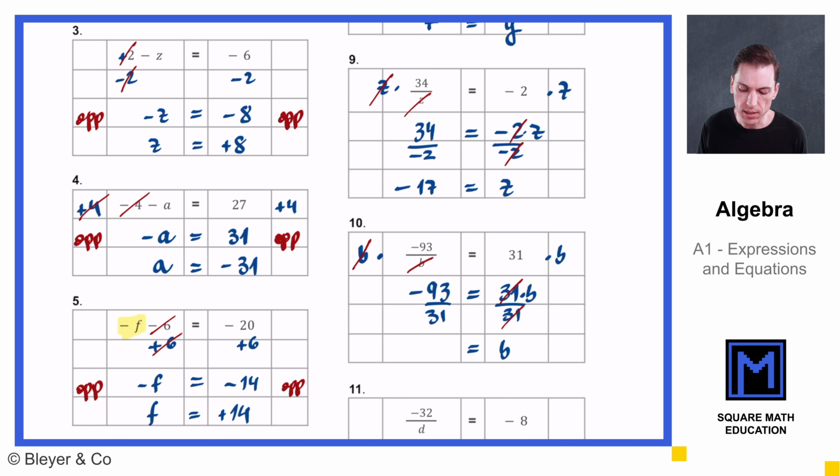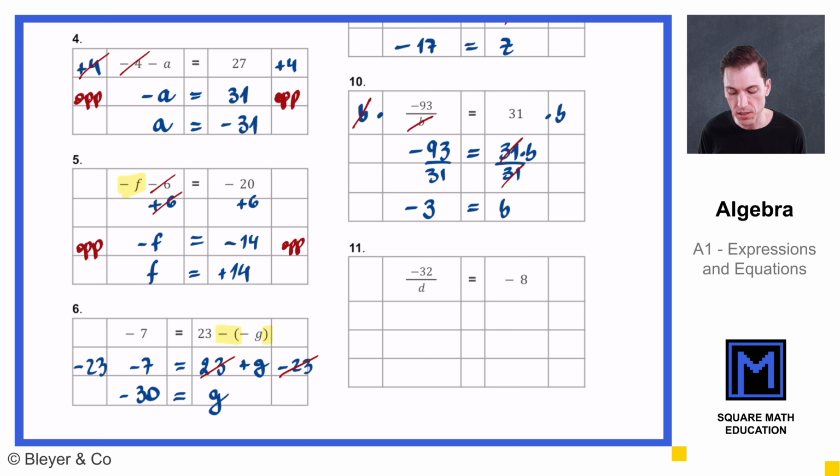And then on the left-hand side, we need to do a little calculation here. 31 times what is going to give us 93? So 31, 62, and then 93. So my answer will be negative 3. A negative number divided by a positive is negative.